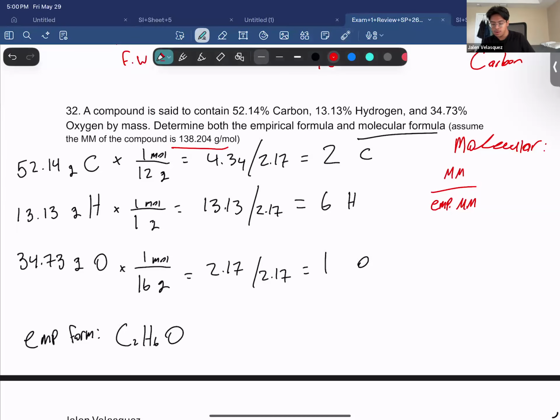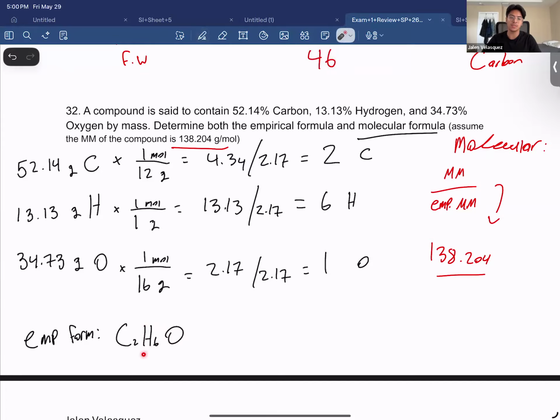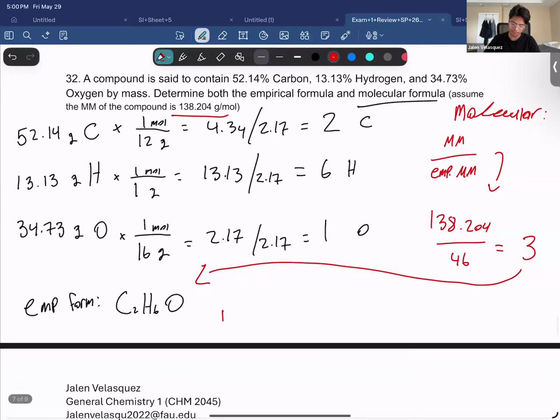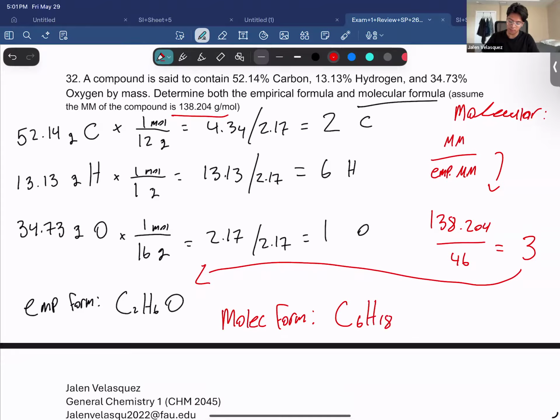Okay, so the molar mass is, do that here, 138.204 divided by the molar mass of the empirical formula. So you would just add these up. When you do that, it's going to be 46. So 138 divided by 46 is 3. You're going to take this number 3 and multiply it out to all the terms in the empirical formula to get the molecular formula. So your molecular formula is going to be C6H18O3.